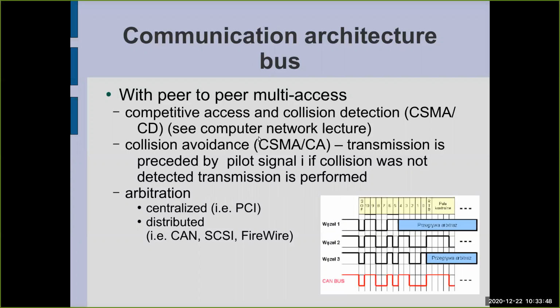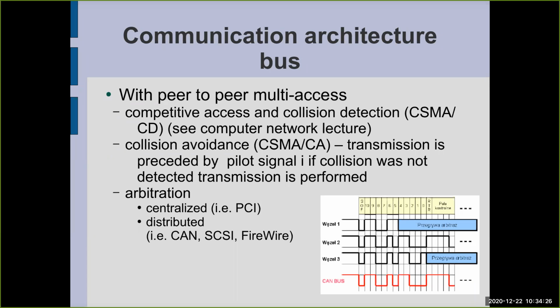In the collision detection method, we can imagine that even if we detect a collision, the nodes will retransmit data after a random period of time. It may happen that collisions occur quite often. So this method doesn't ensure a deterministic transfer time.